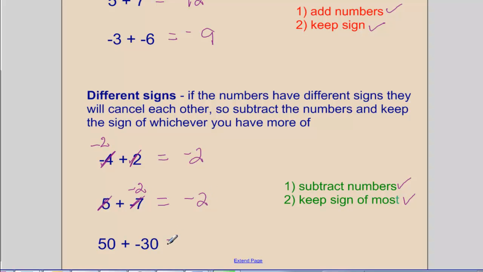In this last example, we have 50 plus negative 30. Well, we're going to take these 30 negatives and cancel it with 30 positives, and we'll be left with 20 positives. So our answer is positive 20, or just 20. So 50 plus negative 30 is the same as 50 minus 30, which gives us 20, and then we have more positives than negatives, so it's positive.